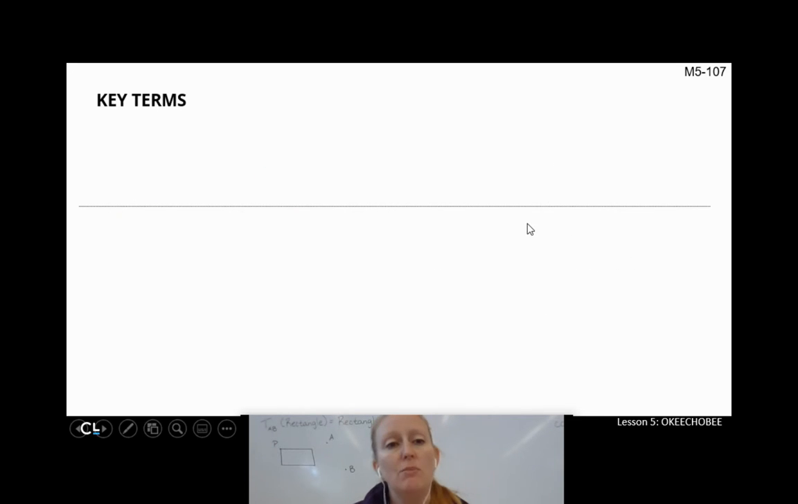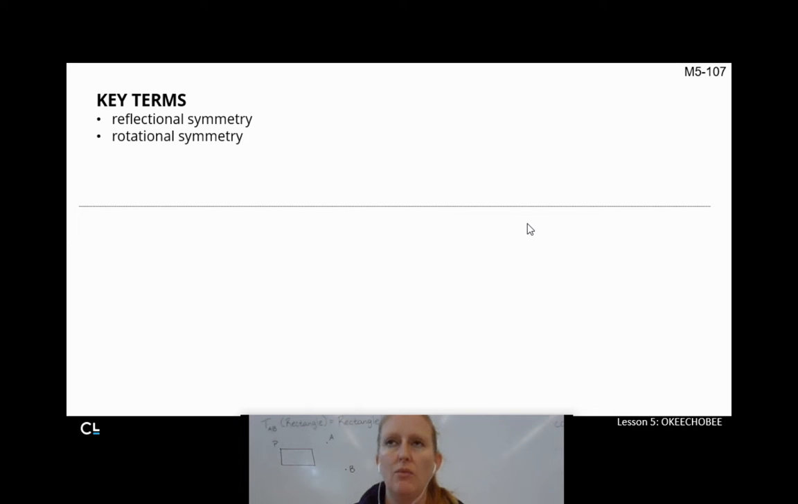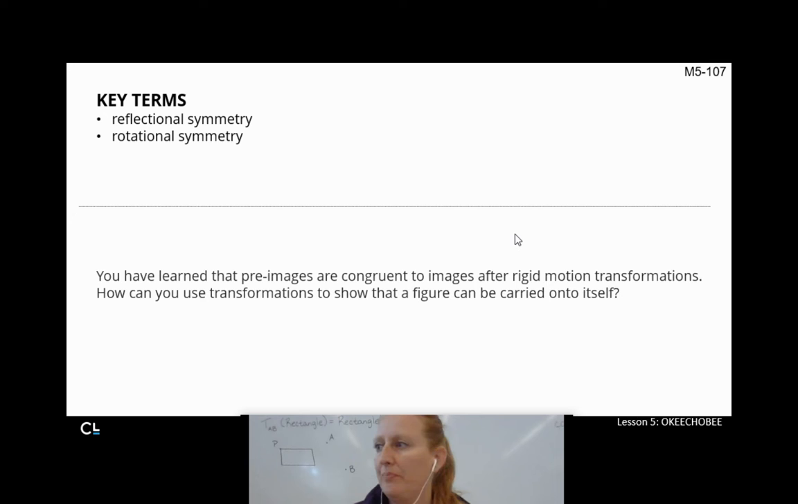So our key terms today are going to be reflectional symmetry, rotational symmetry. Obviously, that's what we're talking about today. So those are going to be your key terms. You're going to want your workbook and a pencil and probably a straight edge as well, I would recommend.